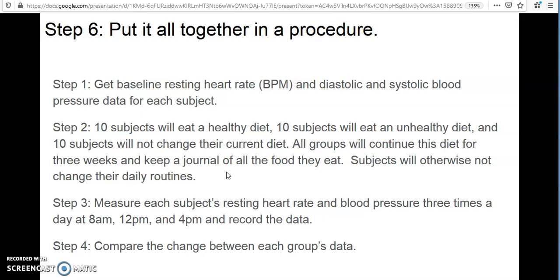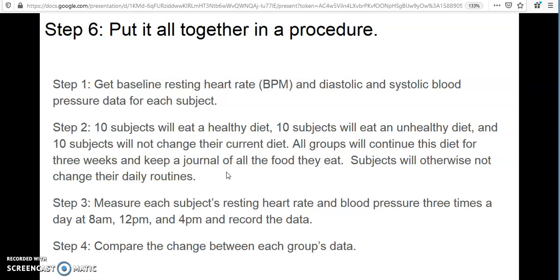10 subjects will eat an unhealthy diet. Again, that is determined through the research that I did to be a diet high in saturated fat, cholesterol, and sodium. And 10 subjects will not change their current diet. All subjects will continue this diet for 3 weeks and keep a journal of all the food they eat. The journal is to help keep track of what they've consumed, to see if there's any variation, see if they strayed from the experiment. And then subjects are otherwise not going to change their daily routines. This helps us to allow for a more natural assessment of the impact of diet.